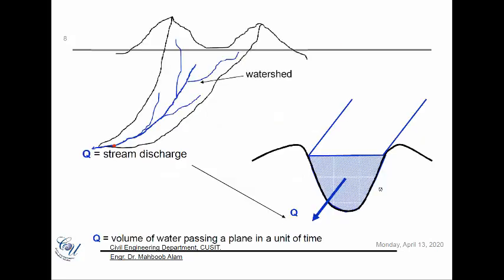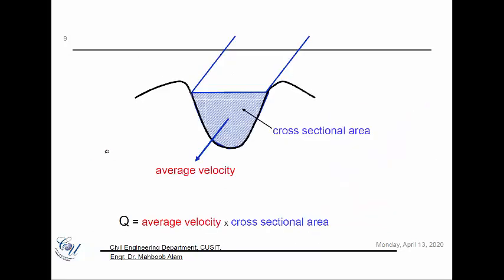So as we said, we have a certain watershed. The watershed is drained by different streams, by different rivers. They combine into one bigger river, and there is a defined outlet point through which we measure the discharge. So basically, discharge is a volume of water that is passing a certain area or a certain plane in a certain unit of time. You already know the formula for discharge, which is the velocity times area.